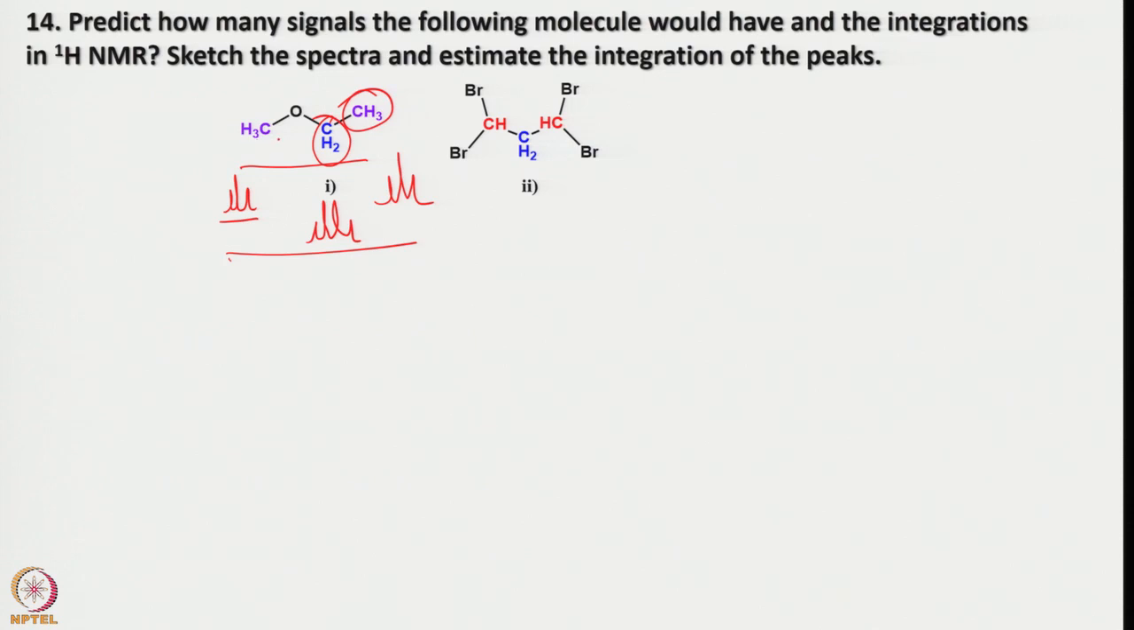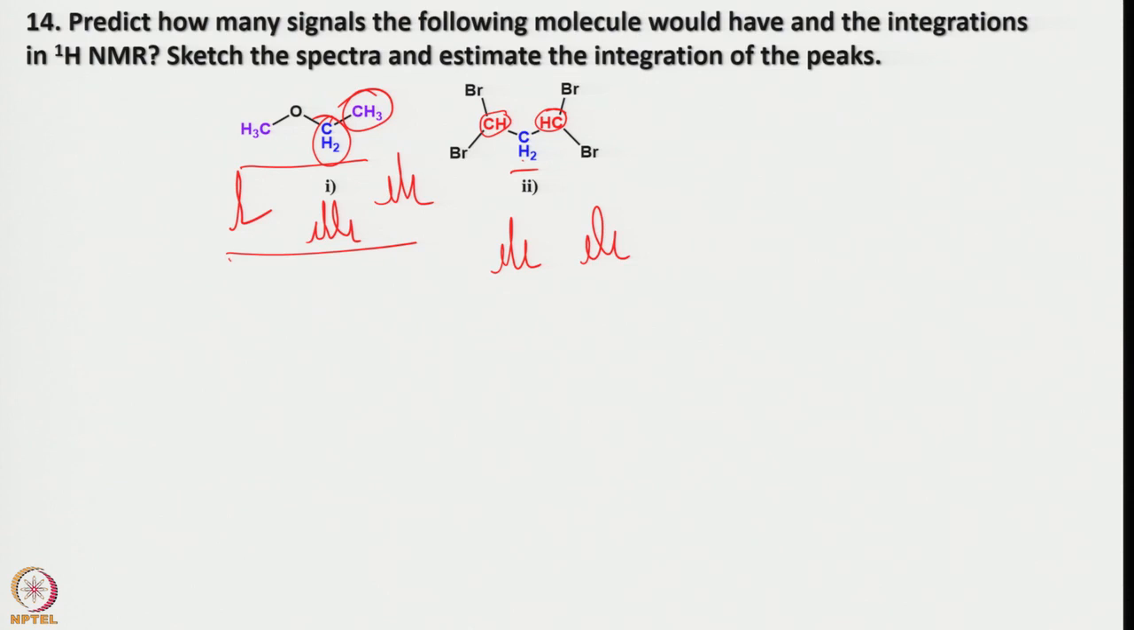And then this is not coupled, so you should be able to get a single resonance here. In this dibromo compound, we also have two different types of hydrogen atoms. These two are identical and this one is there. These two will be coupled with this one to show a triplet, and then this will be coupled with these two to show a triplet. So we anticipate two triplets here.